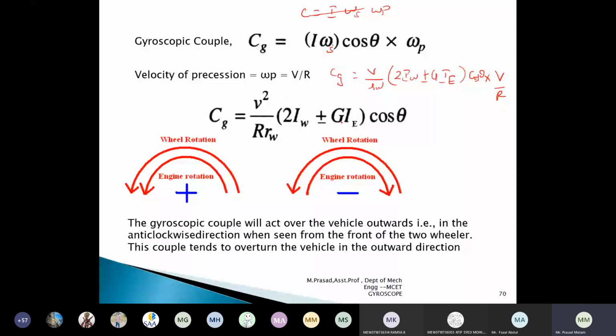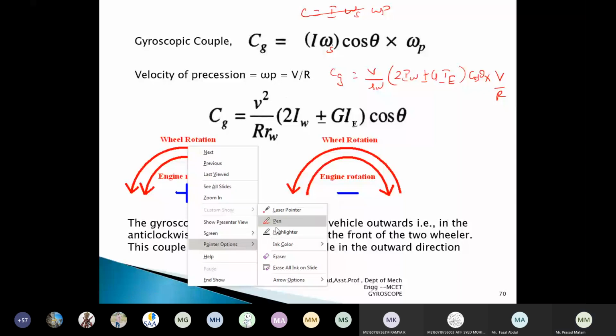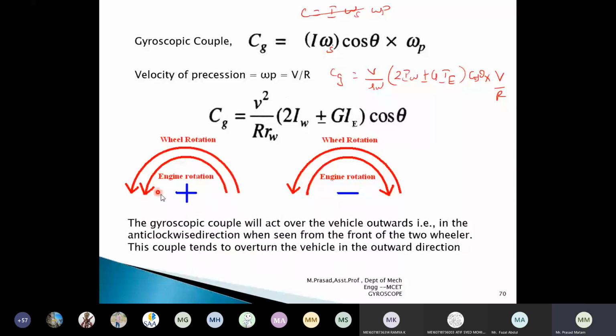Now you can see when we can take the plus sign and when we can take the minus sign. Can anyone answer when we can take the plus sign? When both engine and wheel rotate in the same direction, meaning the same direction. When engine and wheel rotate in opposite directions: here you can see the engine is rotating anti-clockwise, and the wheel also is rotating anti-clockwise. Here you can see the wheel rotating anti-clockwise, but the engine is rotating in the clockwise direction. Then you can take the negative sign. So this is the equation of the gyroscopic couple of the wheels and engine.